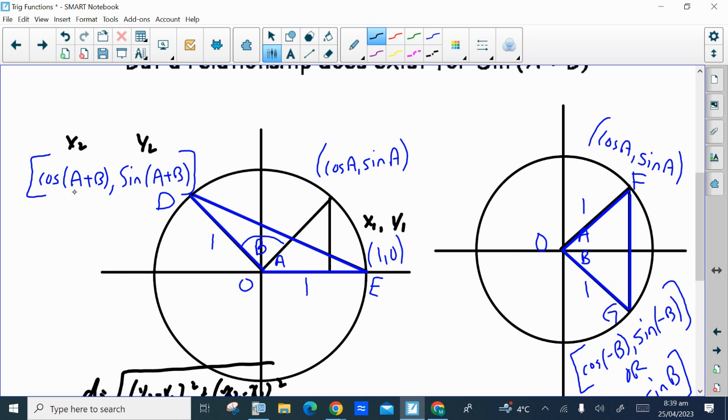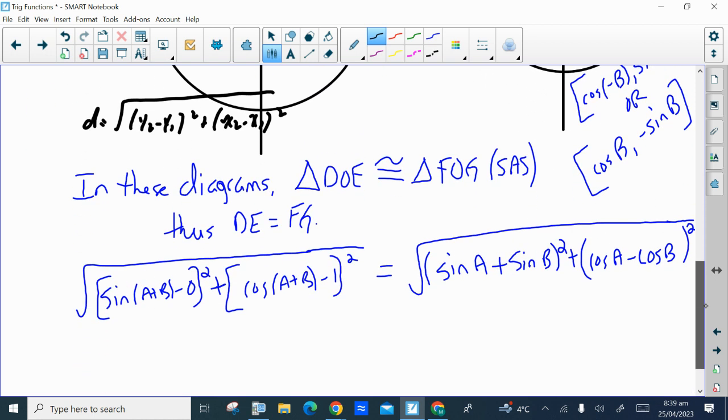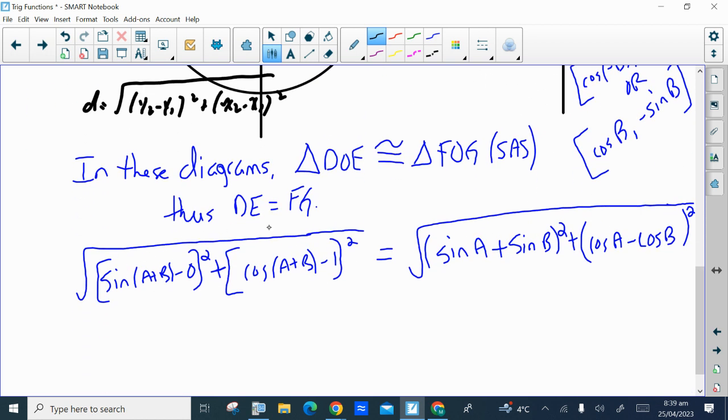x2 minus x1 would be the cosine of a plus b minus 1 all squared. And that's what this expression here is under the radical. That's that distance formula used there.